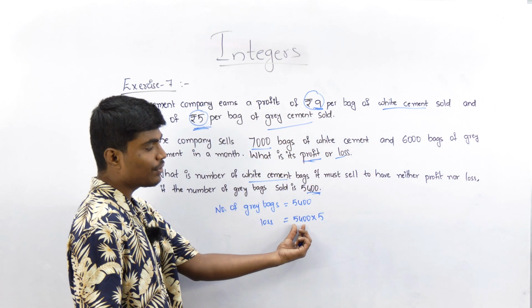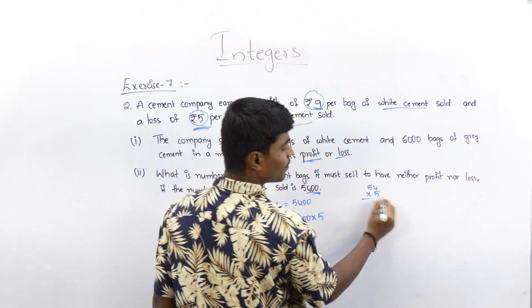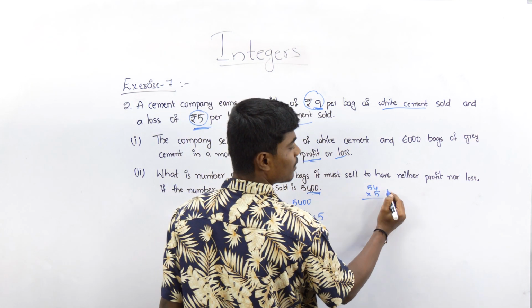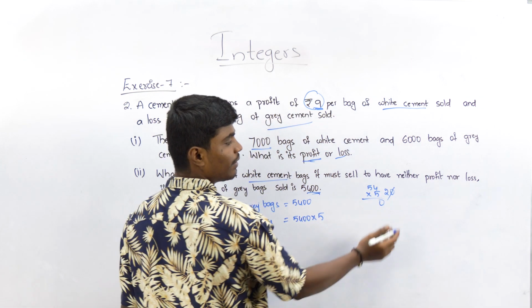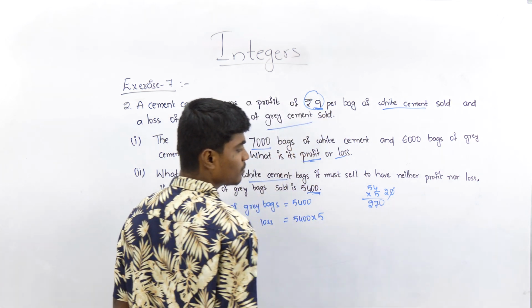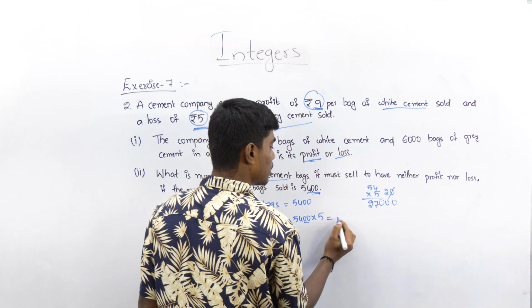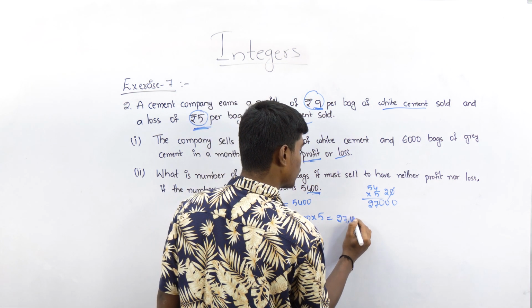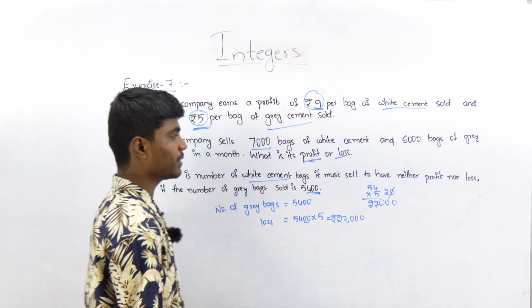Let's calculate 54 into 5. 5 4s are 20. 5 5s are 25, plus 2 is 27. Here we have 2 zeros, so we have to add 2 zeros. So this is 27,000 rupees. So the loss is 27,000 rupees.